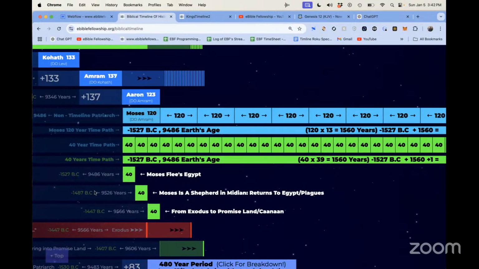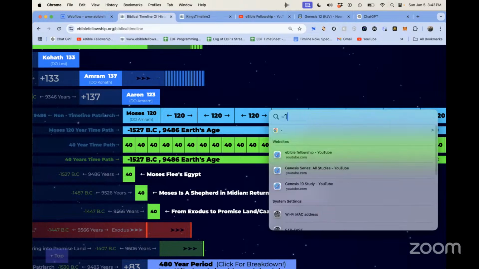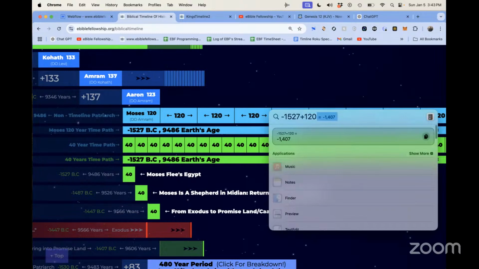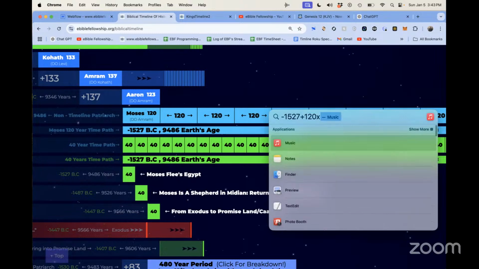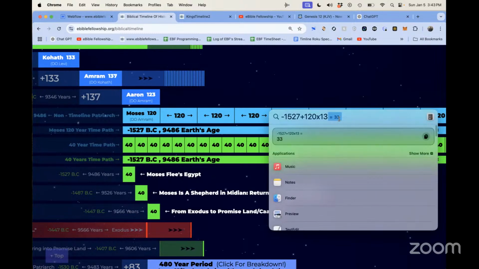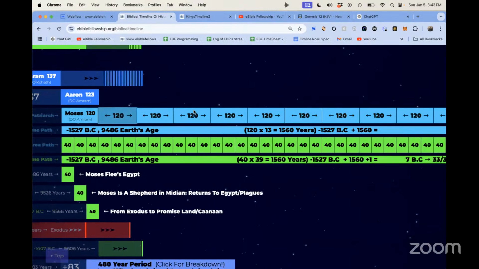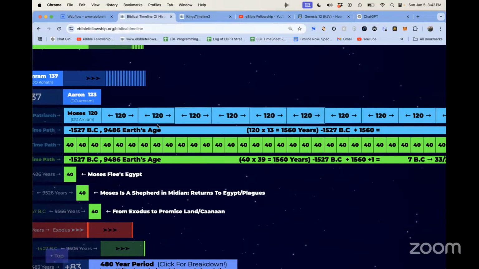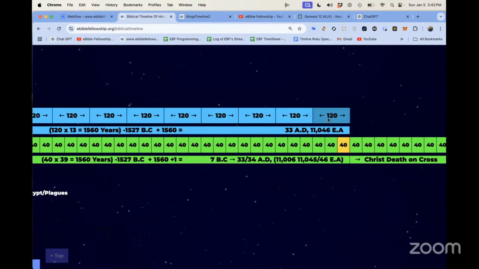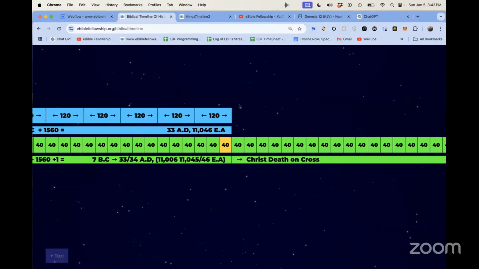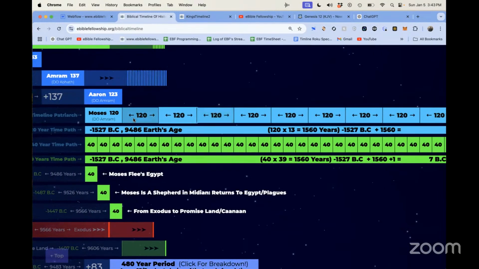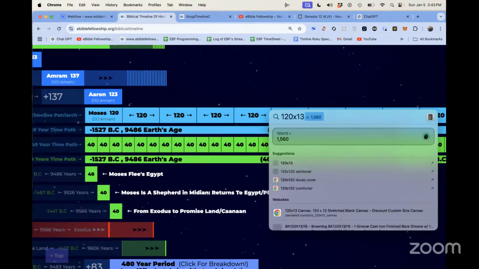So if you take his birth, which was 1527 BC, and you add the 120, that's when he dies, and then you times that by 13, you get 33 AD. Now, we have to add the 1 because we're crossing over from BC to AD. So you get 34. However, this is when we count inclusive. You get 33 AD. So counting inclusive, Moses lands on 33 AD. That's his whole lifespan. If you try to take his lifespan farther than this, it doesn't go anywhere. So this is as far as it would take us. Okay. And again, 120 times 13 is 1,560. That's what that number is. So it's exactly 1,560 years from Moses' birth until Christ's death on the cross.